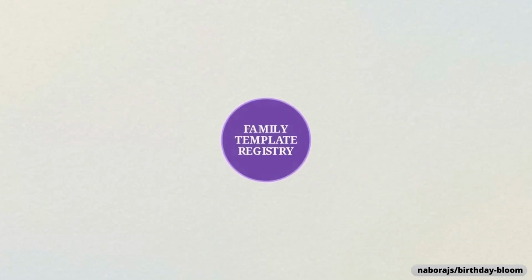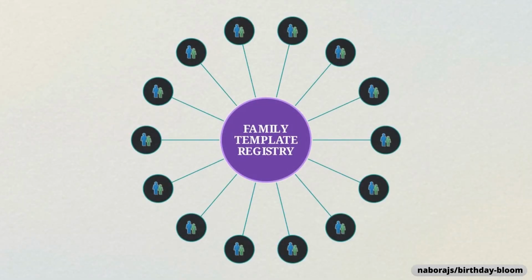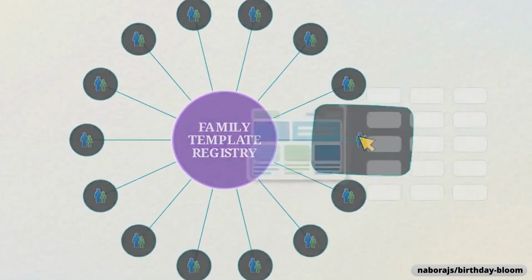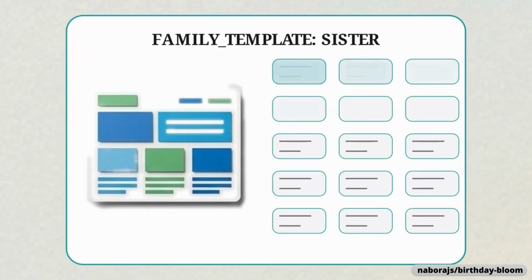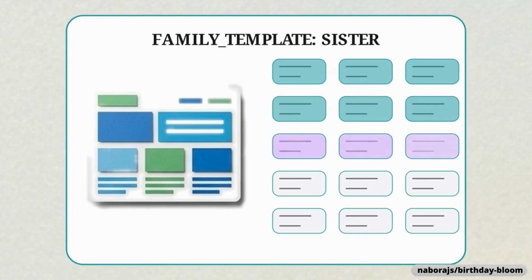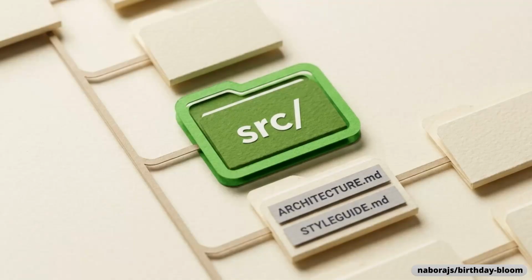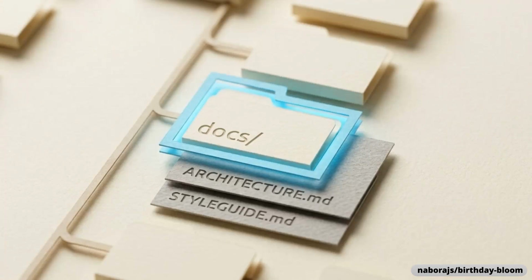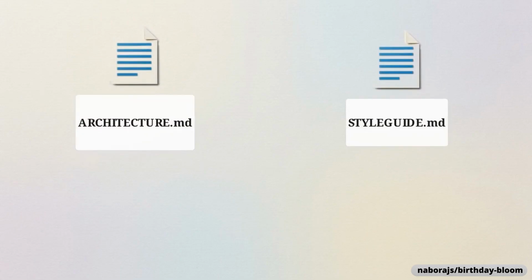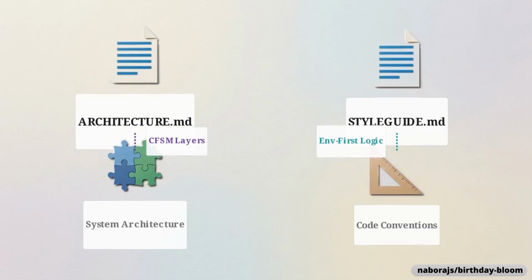The platform relies on a registry of 14 specialized relationship templates, ranging from siblings to guardians. Because family dynamics and celebration styles vary across different cultures, community contributors are needed to provide the localized context that keeps these templates authentic. To navigate the repository, you have to understand its division. The core application logic is stored in the SRC folder, while the setup guides and documentation live in the docs directory. Before you modify any project files, read the architecture.md and styleguide.md documents. These files define the code conventions and the system architecture you'll need to follow.